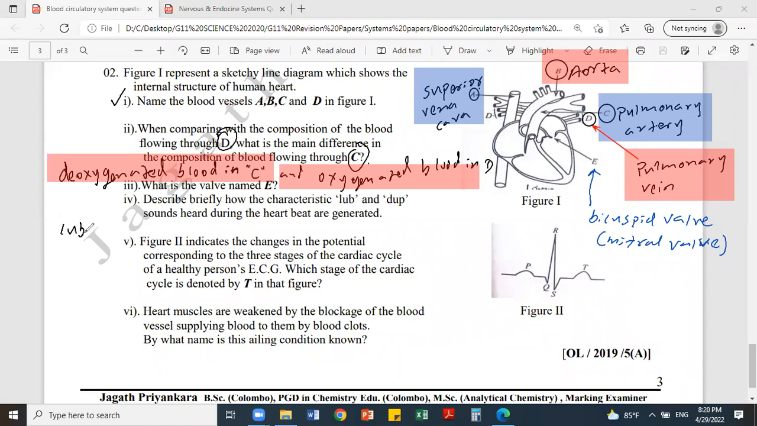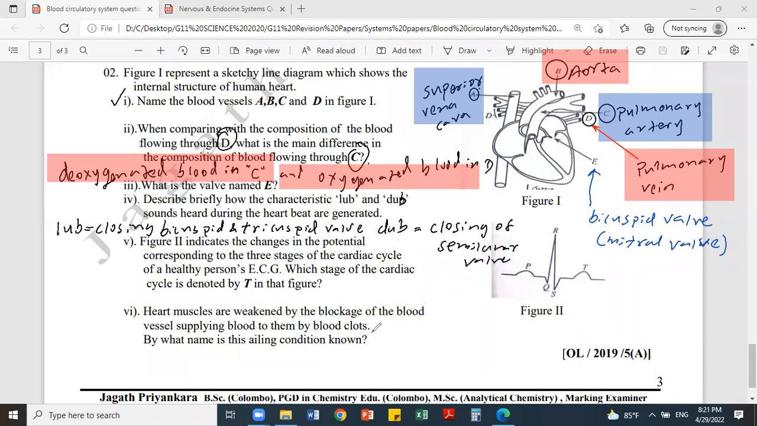Lub sound, due to the closing of bicuspid and tricuspid. When the bicuspid, that is mitral valve, and tricuspid valve close. Then the dub sound is due to the closing of the semilunar valve. So I'll highlight those two separately. Lub, closing of tricuspid and bicuspid. Dub, due to the closing of semilunar valve.